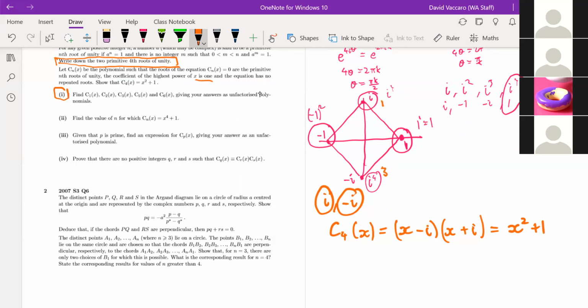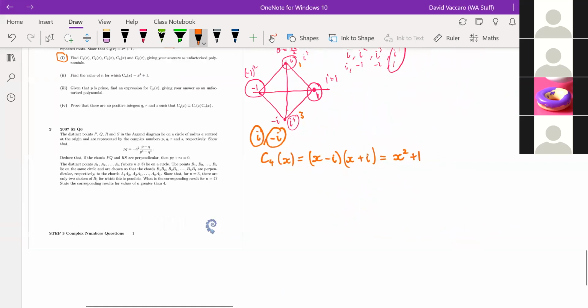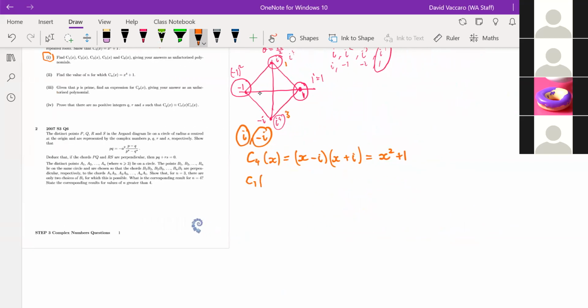Okay, part I. Find c of 1 of x, c of 2 of x, c of 3 of x, c of 5 of x, and c of 6 of x, giving your answers as unfactored polynomials. So c of 1 of x, we just need the primitive root of x to the 1 equals 1, and that's just 1. So c of 1 of x is going to be equal to x minus 1.